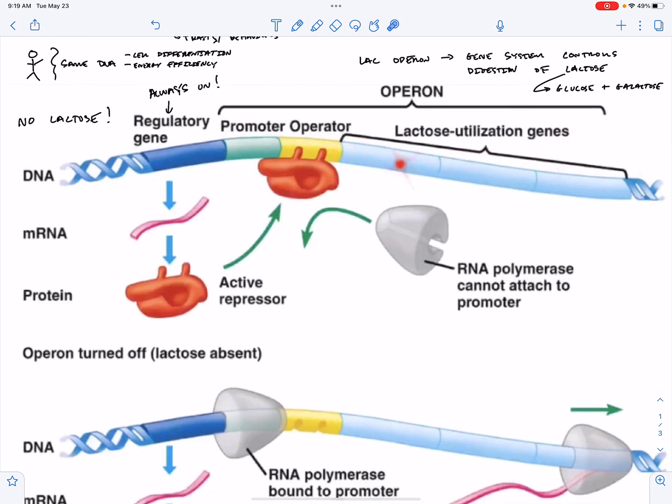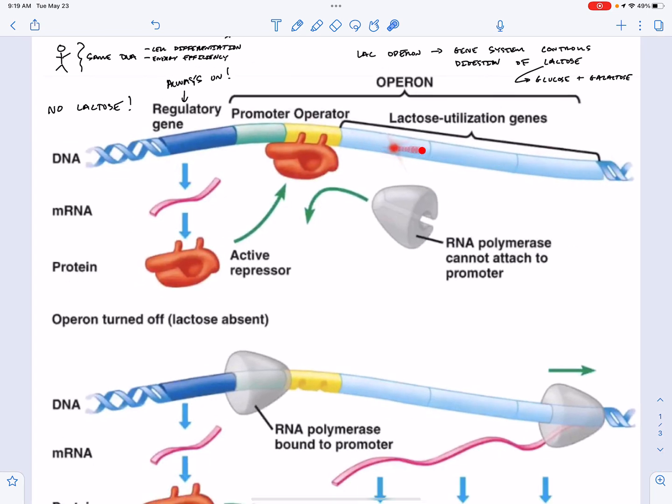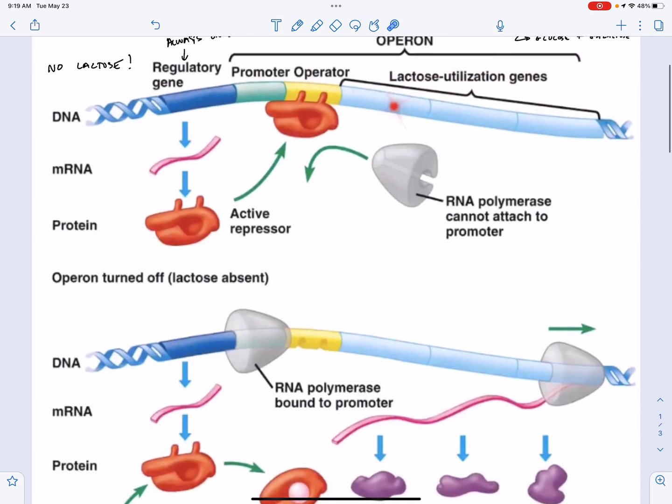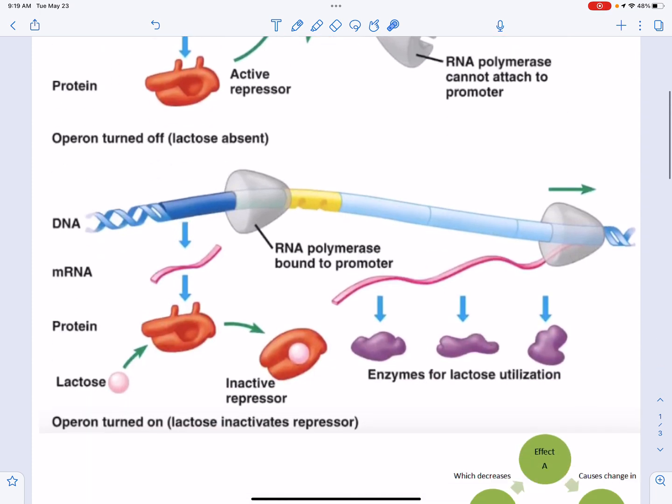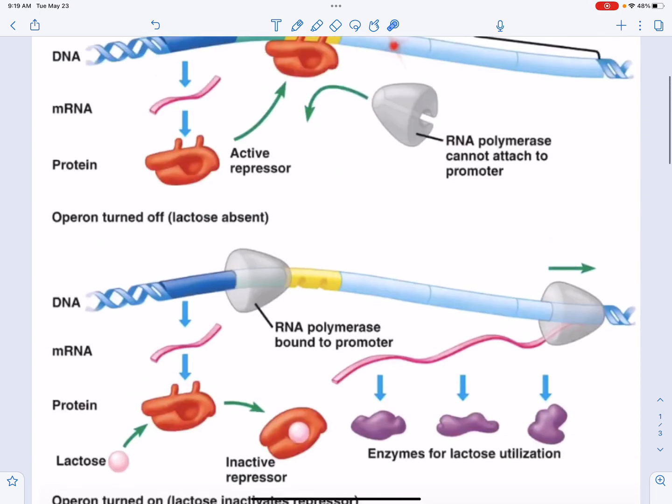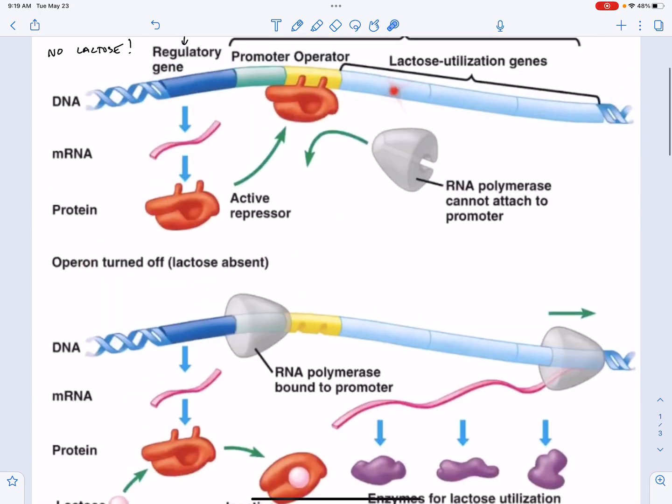So when the repressor is bound to the DNA, these genes can't be transcribed by RNA polymerase, and therefore we can't make these proteins. But this makes sense. If there's no lactose, why would we create the genes or the proteins that break lactose down? So it's more efficient to produce no lactose utilization genes when no lactose is present in the system. Okay, so this is the operator turned off because lactose is absent.